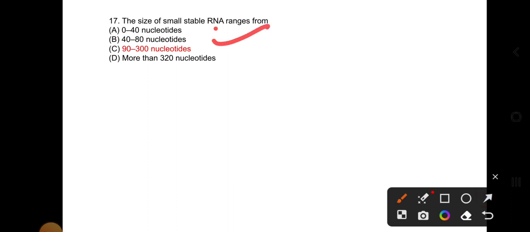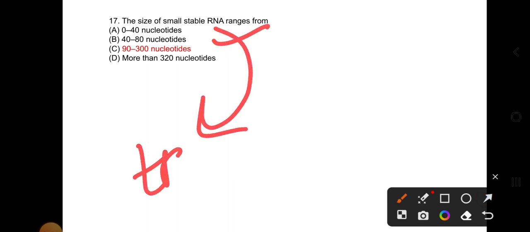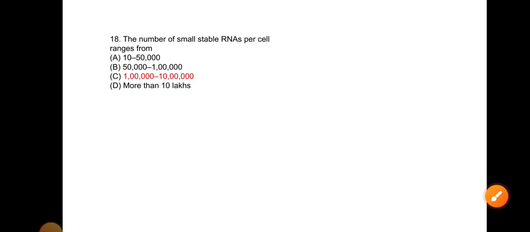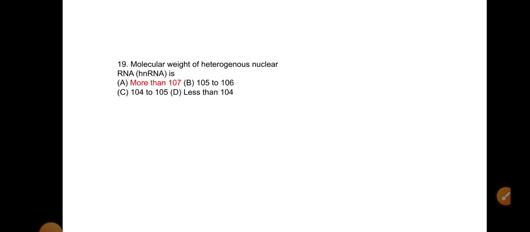Okay, so smaller than this will be your tRNA, which contains only 75 nucleotides. 18th question, the number of small stable RNAs per cell ranges from, I told you this is very factual, 1 lakh to 10 lakhs. So they are very abundant, you can see that. 19th, the molecular weight of heterogeneous nuclear RNA, hnRNA, is more than 10^7. Okay, so you all know that the unit will be Daltons.